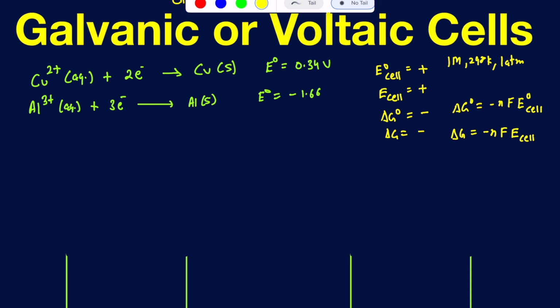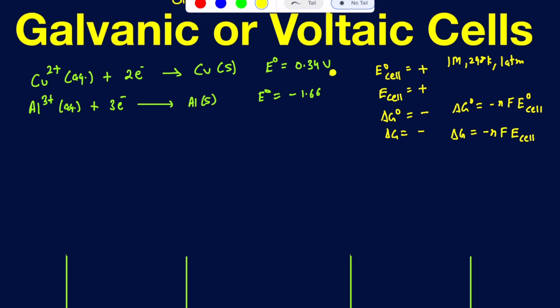To answer that question, you will be given standard reduction potential values. Now, this does not say that it's a standard reduction potential value, but when you look at this equation, you can clearly see I have copper 2 plus gaining two electrons and making copper solid. Since you're making copper solid here, you're gaining electrons, so this is going to be a reduction. And then I can also look at aluminum. Aluminum is also gaining three electrons to make aluminum solid, so this is also written in the form of reduction.